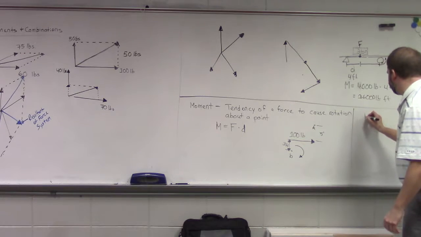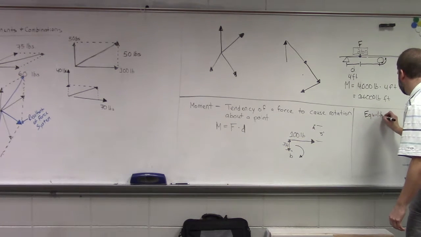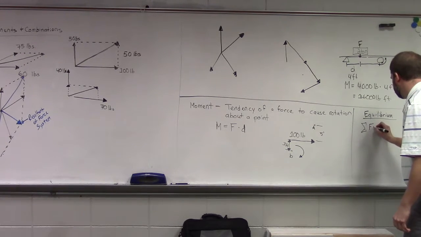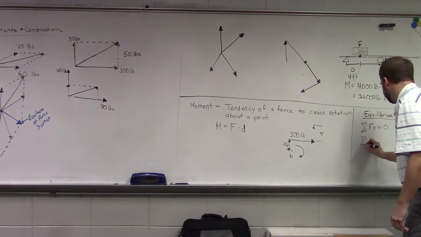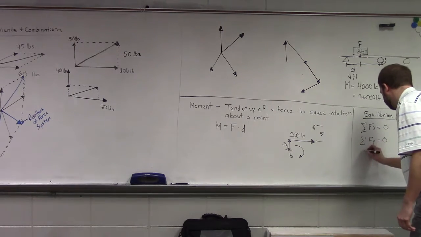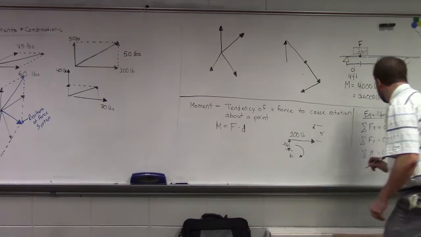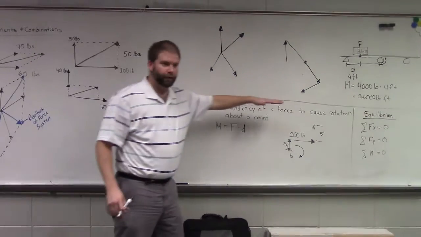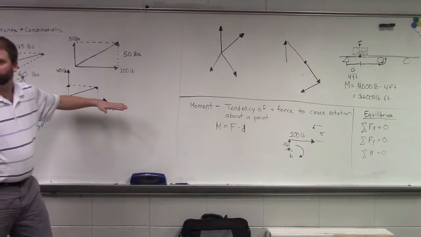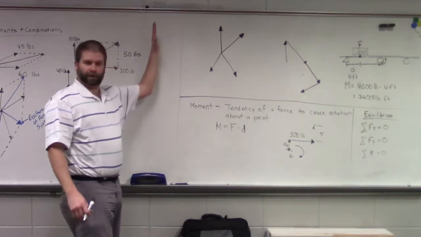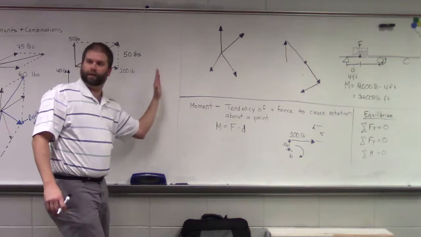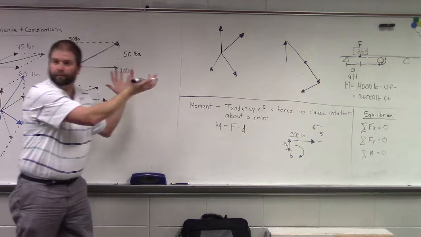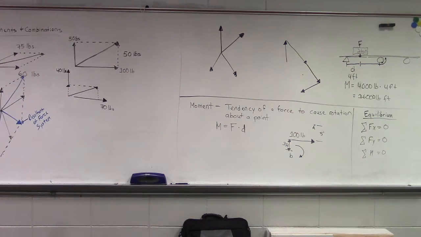The last thing to keep in mind for equilibrium is we have to satisfy 3 conditions. Okay? So, the sum of all our forces in the x direction must equal 0. The sum of all our forces in the y direction has to equal 0. And all our rotations have to equal 0. Does it make sense why those 3 conditions have to be met?